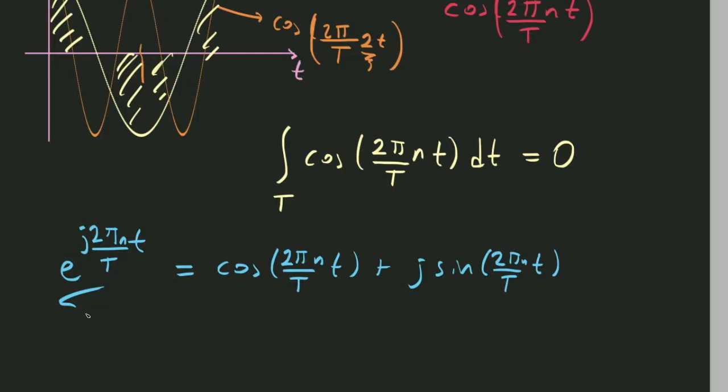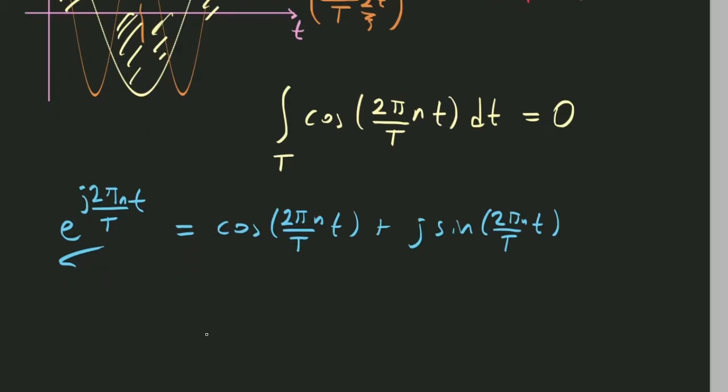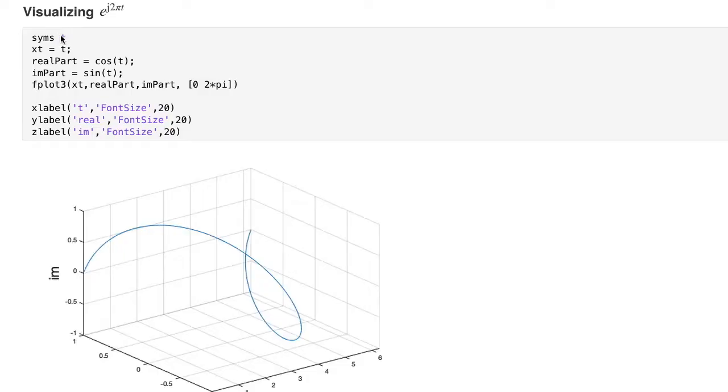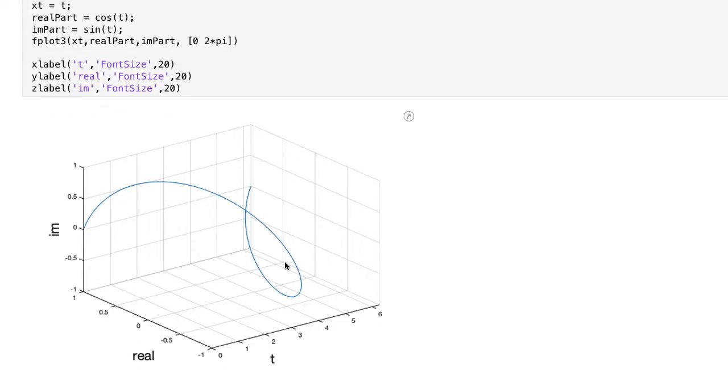This function is actually periodic. If you want to visualize it, you need to imagine a real axis and an imaginary axis, and of course we will have a t time axis. But let me show this graph in MATLAB. With a symbolic variable time t, corresponding to the real part I have created cosine t, and sine t corresponds to the imaginary part. Now if you plot, you will see that the result looks like a spring.